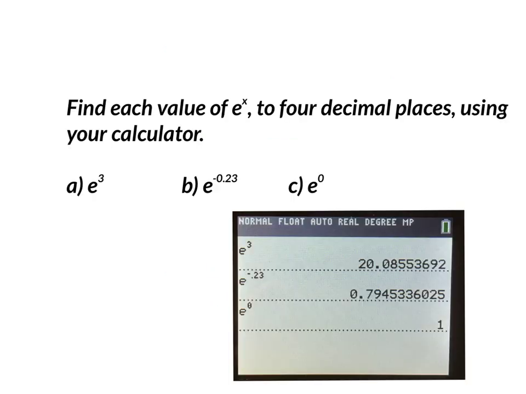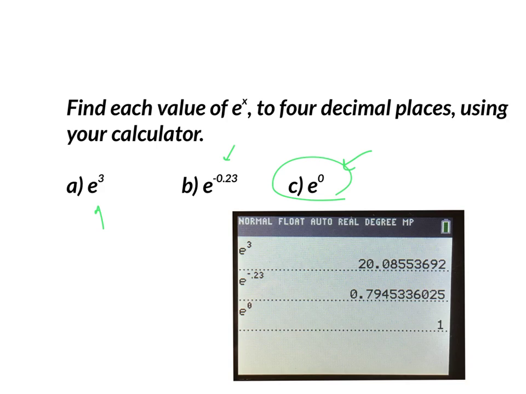It says find the value of E to the X to 4 decimal places using your calculator. Thank goodness. So the first one says E cubed. Second one says E to the negative 0.23 power. And third is E to the 0, which I know that. Anything to the 0 power is 1, so don't be surprised.